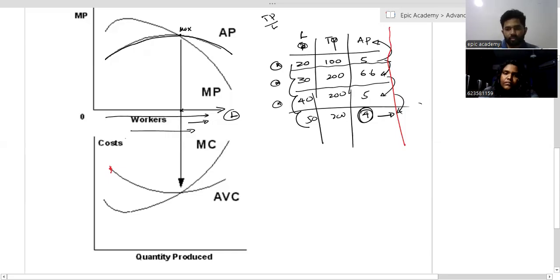photo. Okay. If the average product increases, average cost reduces. If the average product reaches the maximum point, average variable cost reaches the minimum point. If the average production reduces, average cost tries to increase. What that means is very simple to identify.